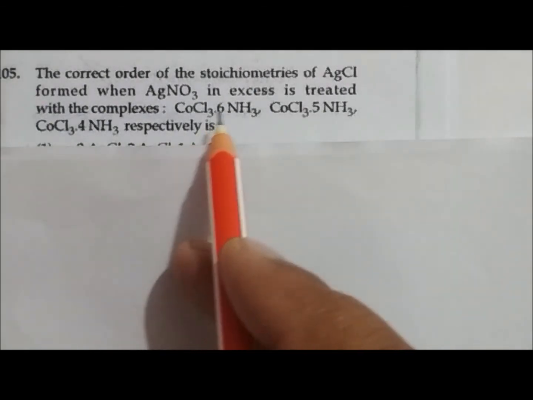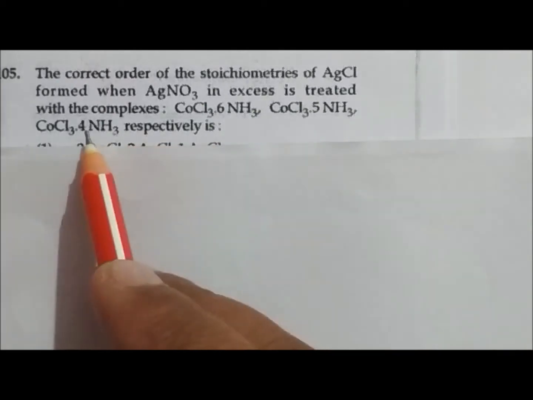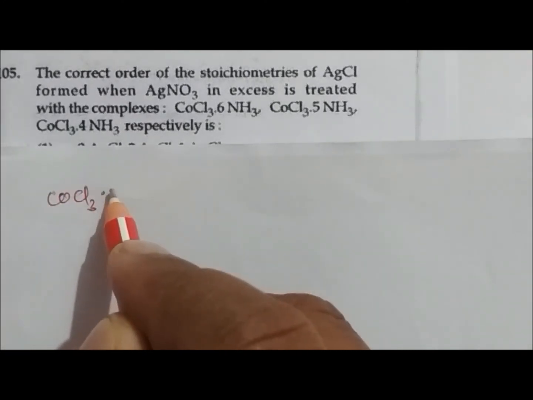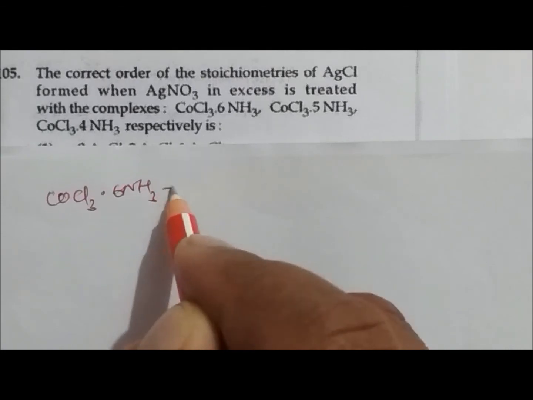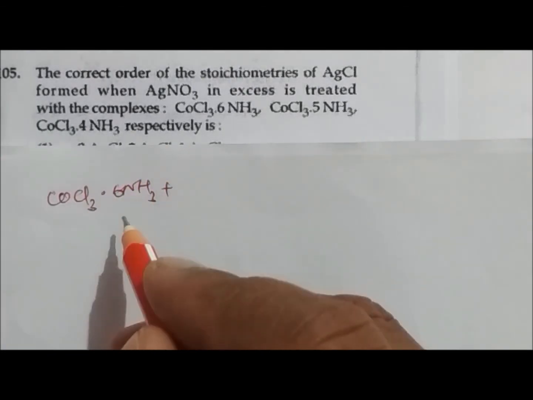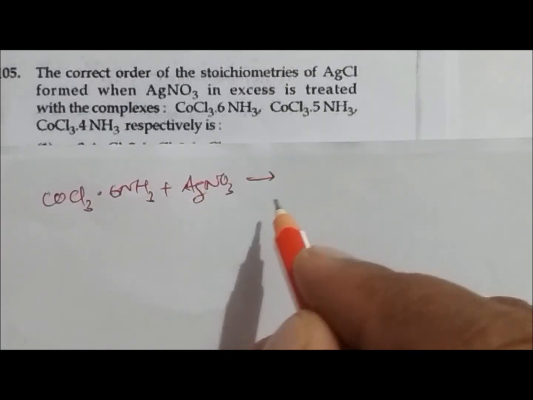The correct order of the stoichiometry of the AgCl formed when AgNO3 is in excess is treated with these complexes, and you will get this respectively. So if you take CoCl3 with 6 molecules of ammonia and react it with AgNO3, silver nitrate, what happens? This is the silver nitrate, and you will get a product.